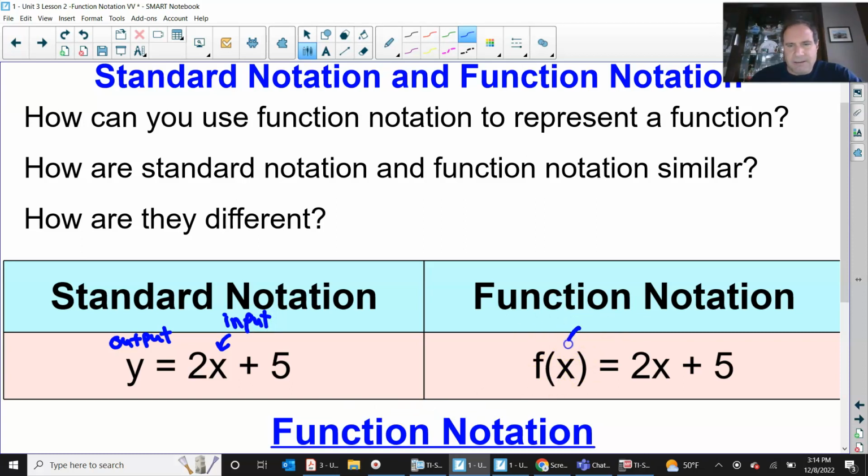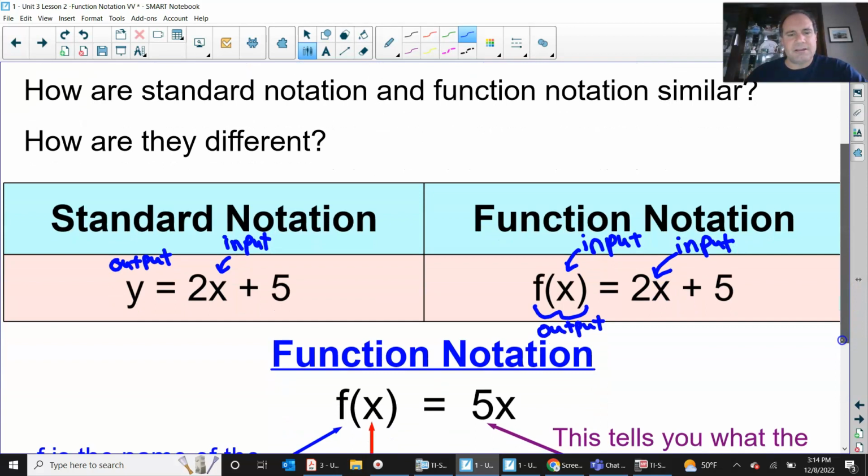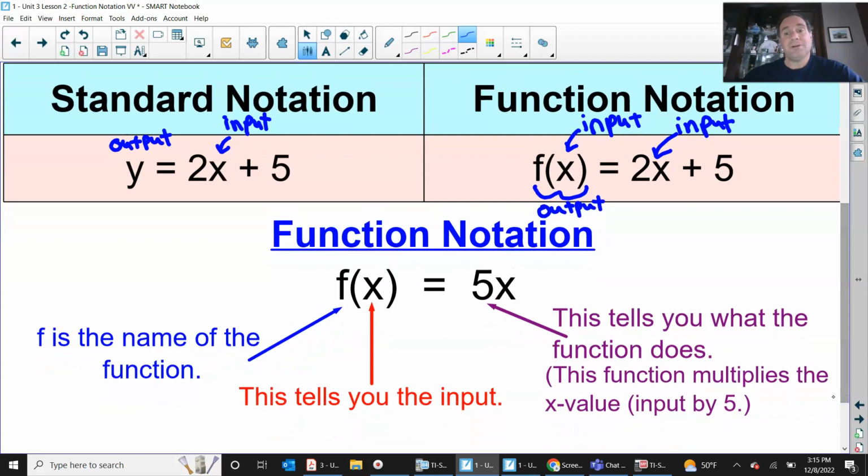Function notation: the inside of the parentheses, that's your input. The entire f of x, everything here, is the output. Whatever's inside the parentheses, that's what you have to substitute in for the x as the input. Whatever they tell you inside the parentheses, you input into the x. F is the name of the function.